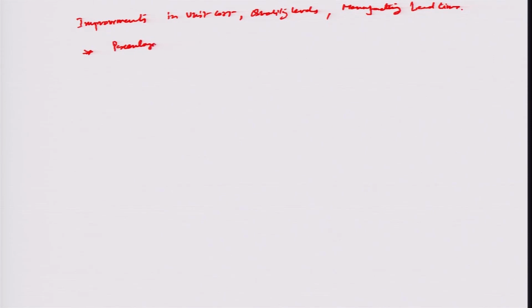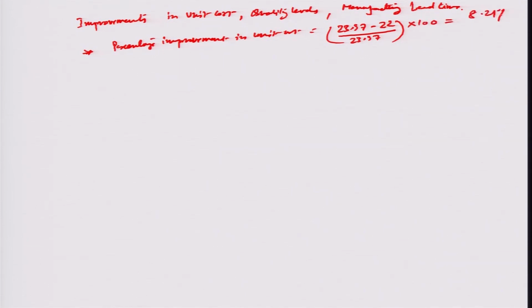So with this, I think one thing is very clear. If we looked at the improvement levels, you would like to see percentage wise what the different improvements are in the different parameters. So let us say improvements in unit cost of the product, the quality levels for the manufacture of the product, and manufacturing lead time for this product. So, you see that the percentage improvement in unit cost is again about 23.97 minus 22 by 23.97, about 8.21%. So, there is a reduction in the unit cost by 8%.